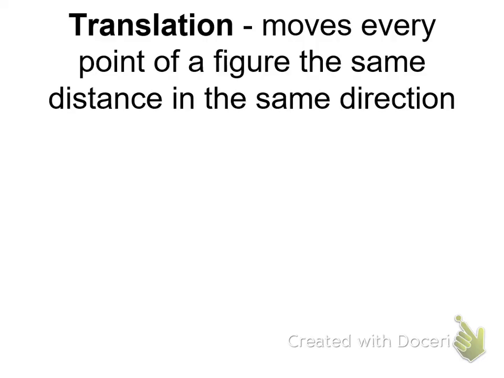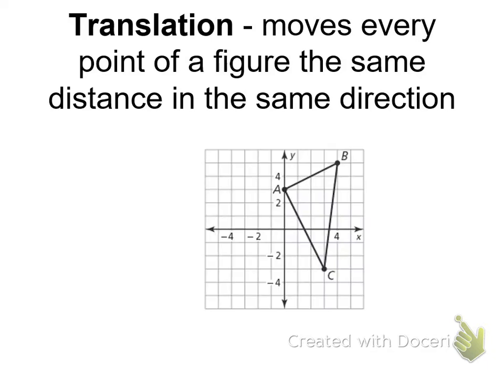That's all. So a translation is a blank. It moves every point of a figure the same distance in the same direction. So above, our triangles were translated because they moved neither left or right, but they all went down 2. That's what translation means.